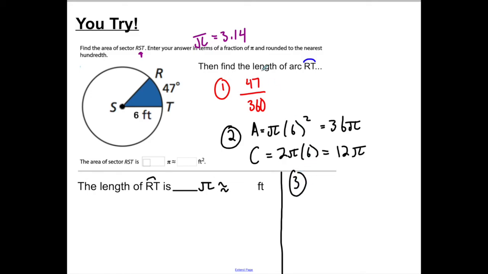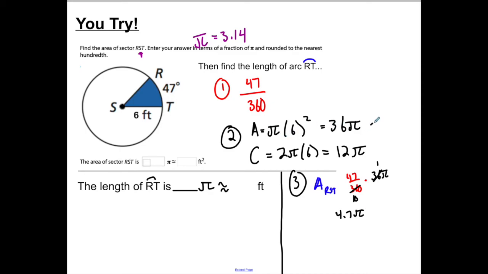Step 3. Okay, to get the area of RST, I'm going to do 47/360 times 36 pi. So 47/360 times 36. And what I get is, because this will cancel, this will be a 10, this will cancel and become a 1 if you think about simplifying fractions. So I get 4.7 pi.